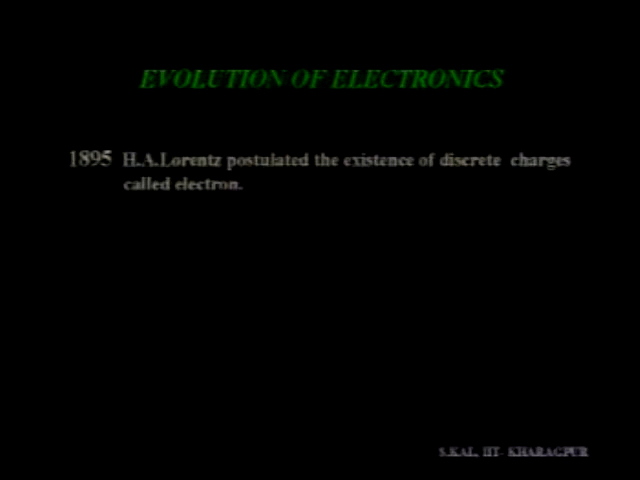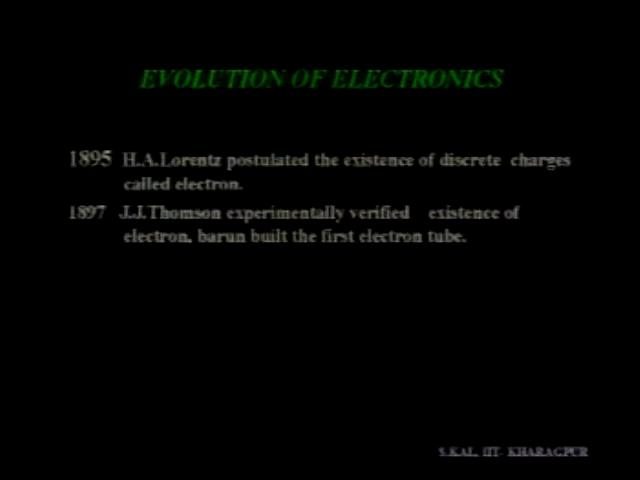In 1895, H.A. Lorentz postulated the existence of discrete charge that is called electrons. Just after 2 years, J.J. Thomson experimentally verified the existence of the electron. And based on this discovery, Braun built the first electron tube. You may remember that a few years back, in 1997, people worldwide celebrated the 100 years of the discovery of the electron. In these last 100 years, a lot of evolution has taken place. The science, particularly electronic science, has undergone a long development.